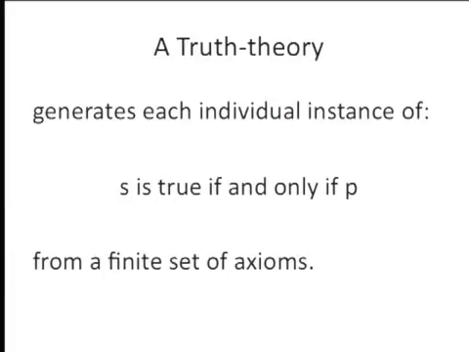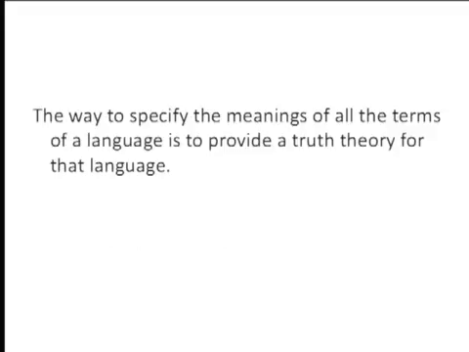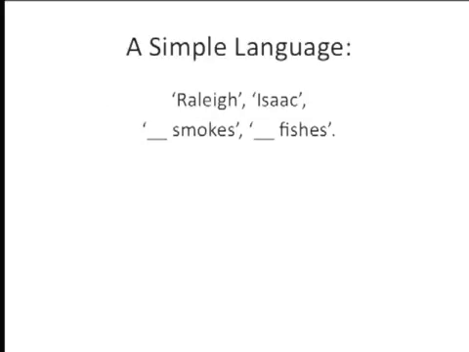So the general idea is that the way to specify the meanings of all the terms of a language is to provide a truth theory for that language. Let me give a very simple example. Suppose you have a language with two names and two predicates: the names Raleigh and Isaac, and the predicates Smokes and Fishes. If you and I are trapped on a desert island and wish to have a conversation using this language, you might say, Raleigh smokes. And I might come back with, Isaac fishes. And you, never at a loss, say, Isaac smokes. And I say, Raleigh fishes.